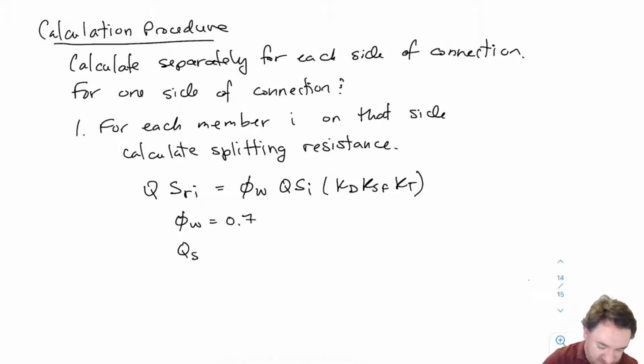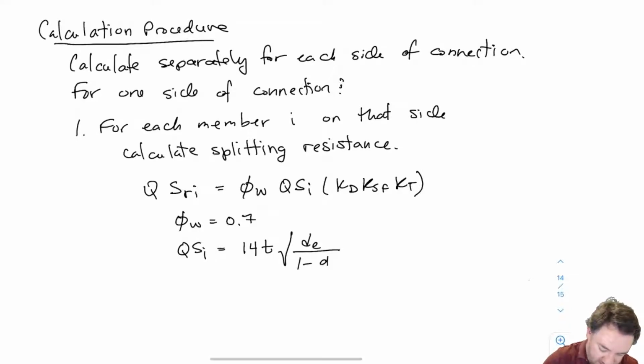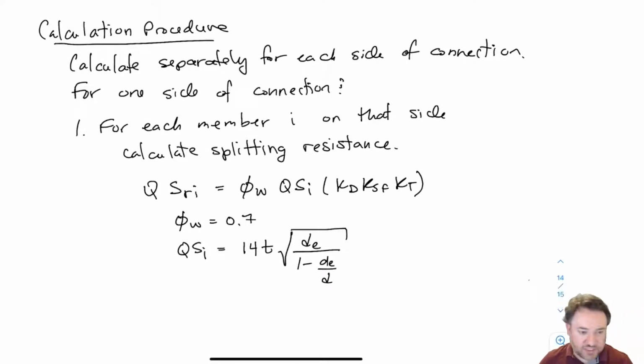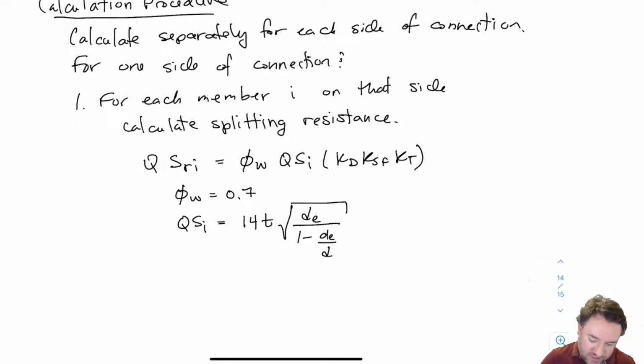And this is the fracture mechanics bit here, 14t times dE divided by 1 minus dE over D. Okay, so you can see that there's no effect of the strength. It's only geometry. So that is not what we're used to. Okay, so I plug all those things in and I get my splitting resistance for that member.